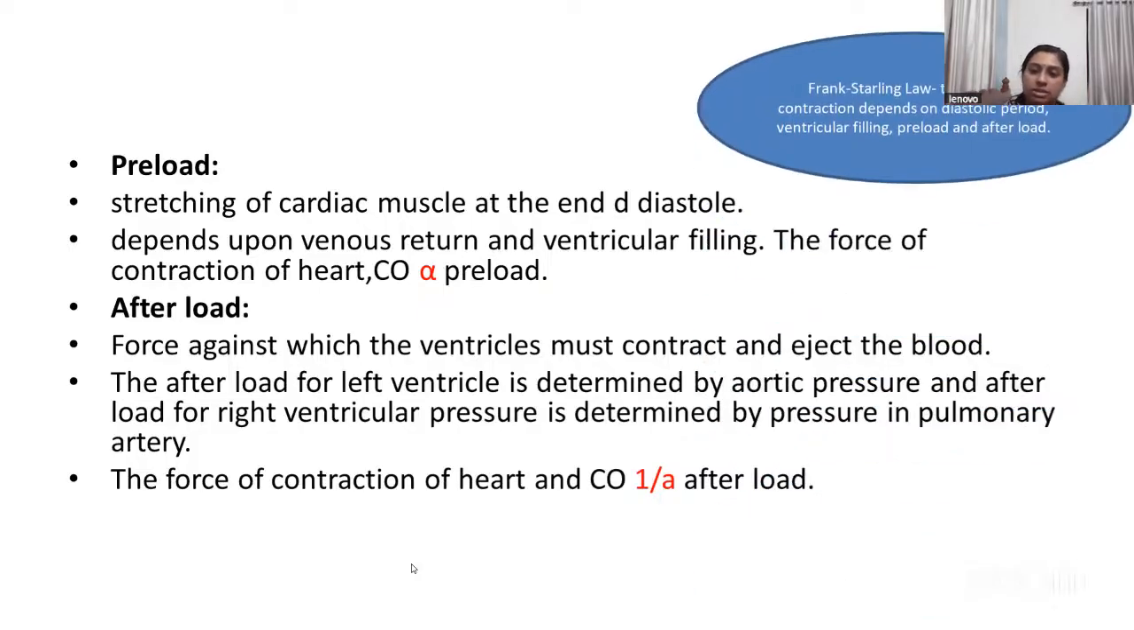So, this is the Frank-Starling's law. The force of contraction depends on the diastolic period, and also on the ventricular filling, preload and afterload. These are all factors on which the force of contraction depends.